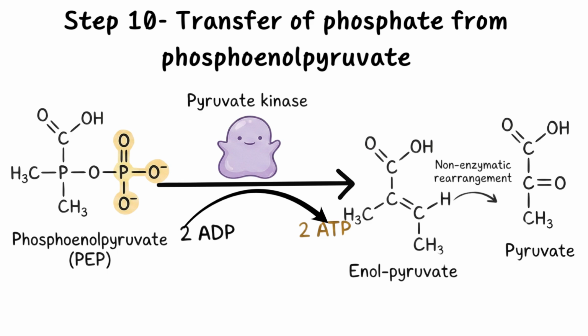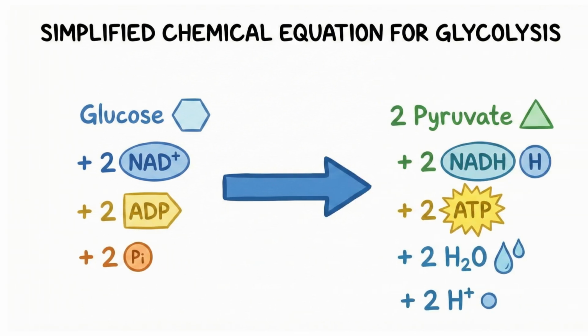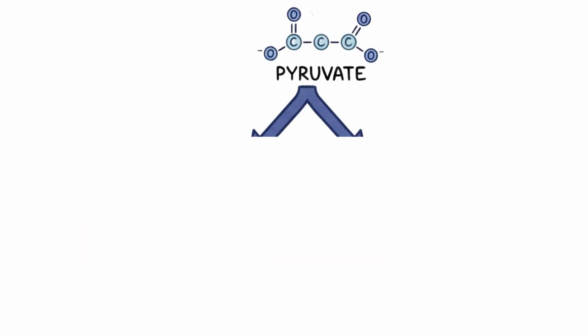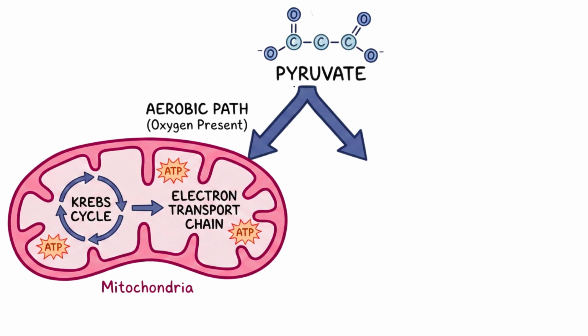So, the overall 10 steps of glycolysis can be written still using the glycolysis chemical equation. So, we still have glucose plus two molecules of NAD ion plus two molecules of ADP plus two molecules of phosphate to produce two pyruvate molecules, two NADH molecules, two molecules of ATP, two molecules of water, and two molecules of hydrogen ion. At the end of glycolysis, pyruvate can follow two paths, one path with oxygen and one path without oxygen.